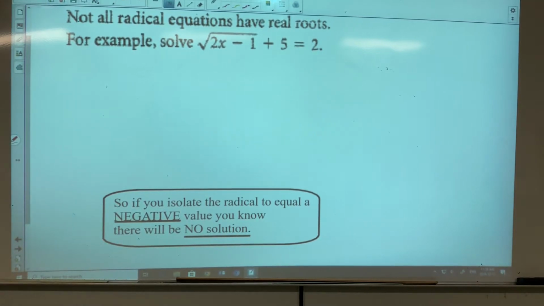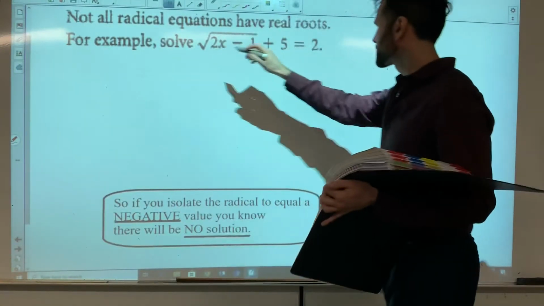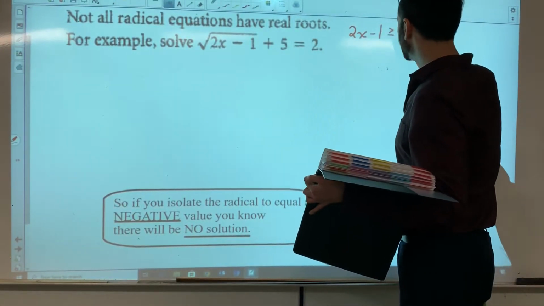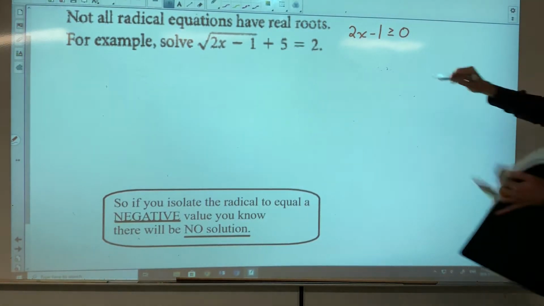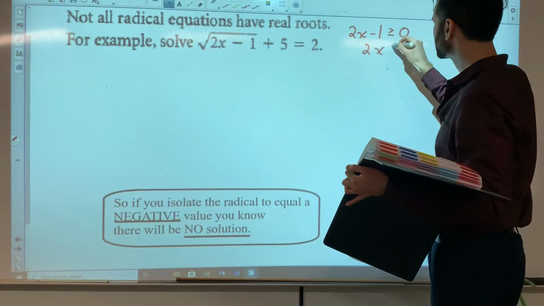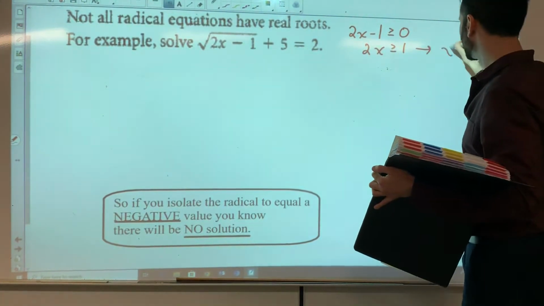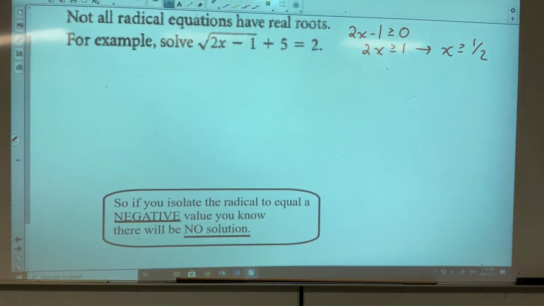Okay, can we call it for 30 seconds? So not all radical equations have real roots. So let's solve this one for a moment. Let's just find our permissible values first. So we take the 2x minus 1, set it greater than or equal to 0. What do we get? Add 1. Divide by 2. So x has to be greater than or equal to a half.